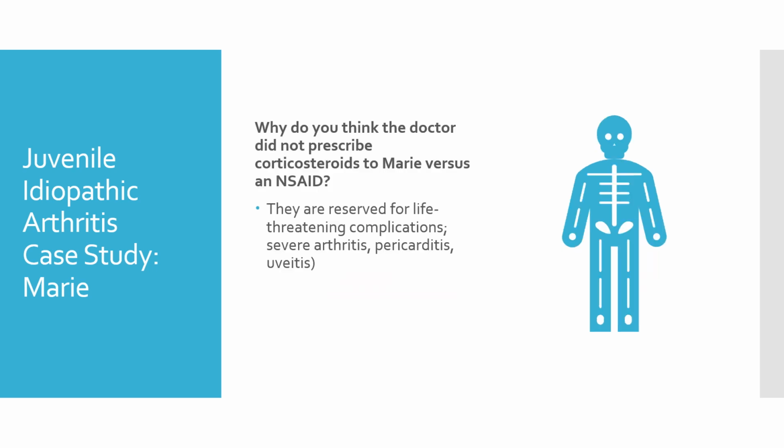So just a while ago I mentioned that the patient might be on corticosteroids at times. So why do you think the doctor initially did not prescribe corticosteroids to Marie versus an NSAID? Well, once we start on corticosteroids, we can develop a tolerance for them. So we're reserving those steroids for our life-threatening complications listed here: severe exacerbations of her arthritis, pericarditis, and uveitis. So we're going to start with the NSAIDs, and we will save those big guns, as we call them, the steroids, for more serious illnesses.